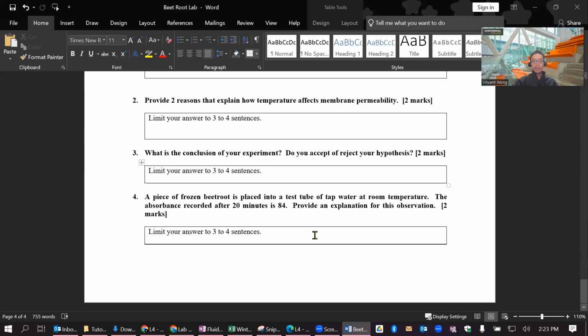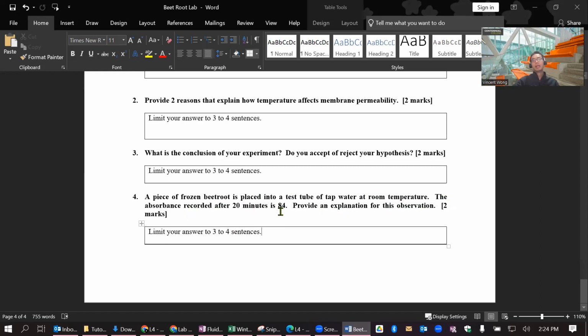Now, this one is a little bit of an application thinking question. A piece of frozen beetroot is placed into a test tube of tap water at room temperature. The absorbance recorded after 20 minutes is 84. Provide an explanation for this observation. So this wouldn't really make sense until you do the graph, then you would have an idea of what 84 means. Is that high? Is that low?